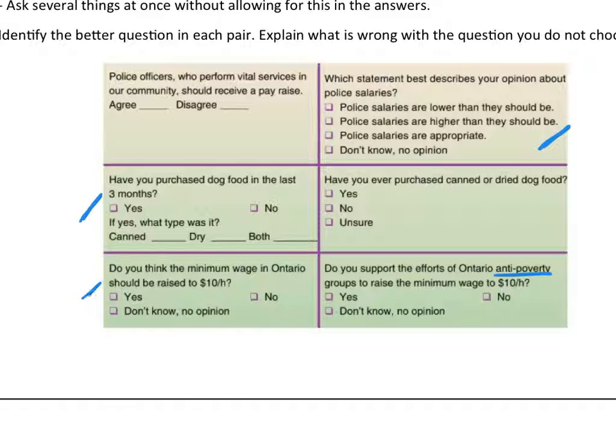This one is more general, in terms of just, do you think it should be raised? And it doesn't give you any extra things like anti-poverty or who's trying to raise it. So I would go with this one. Okay. Try it out in your questions in the lesson and see how you do.